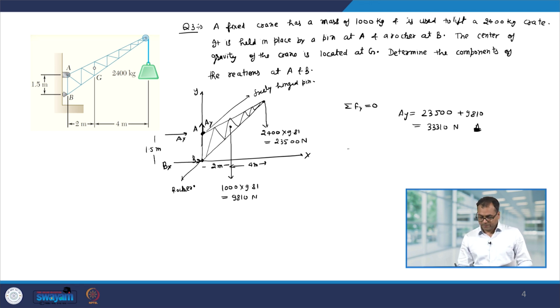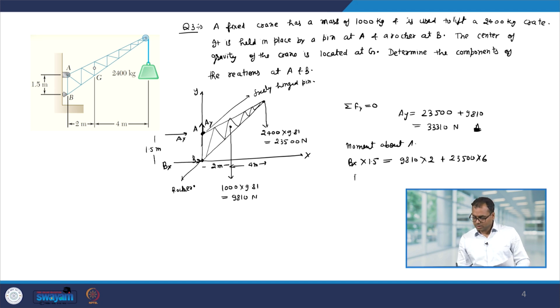Now, to find out Bx, let us take the moment about A. Okay. So, we have Bx multiplied by the perpendicular distance, which is 1.5 equal to 9810, and from A the horizontal distance is 2 plus 23500 and the distance is 6. So, this gives you Bx equal to 107080 Newton.